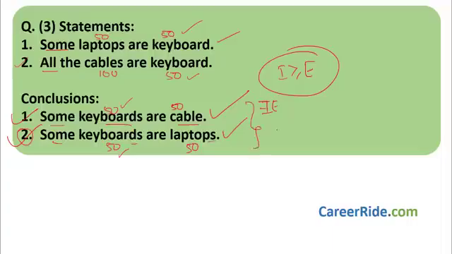So both are valid conclusions. Both follow. Both conclusions follow. Moving to the next question.